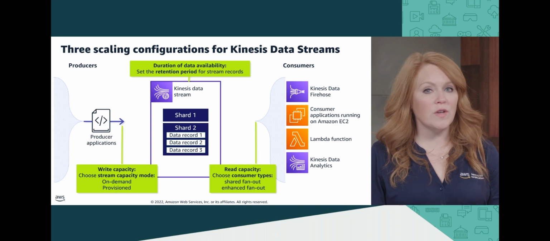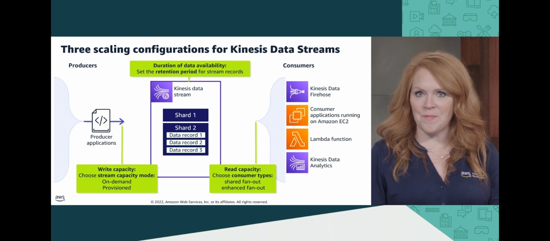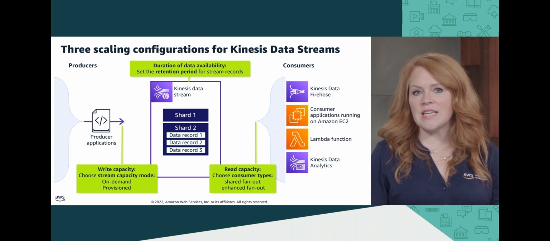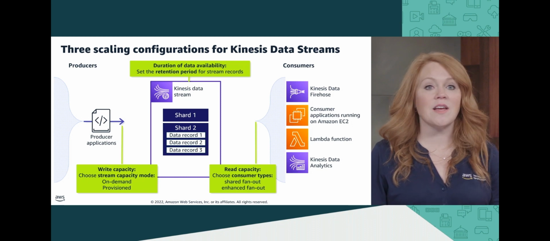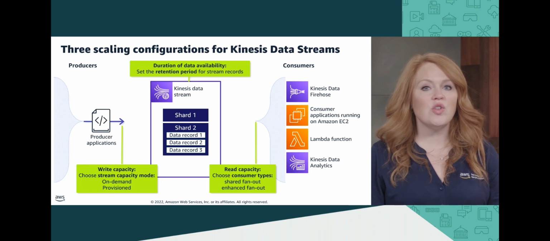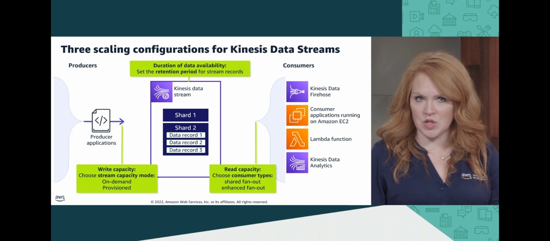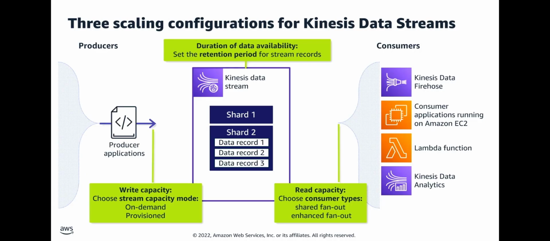If you choose provisioned mode, you must specify the number of shards for the data stream. The total capacity of a data stream is the sum of the capacities of its shards. You can increase or decrease the number of shards in a data stream as needed.